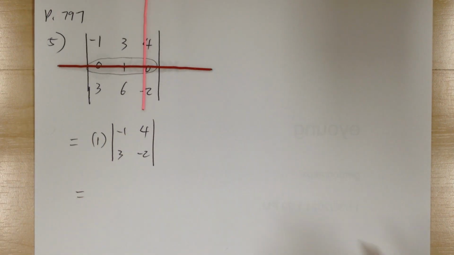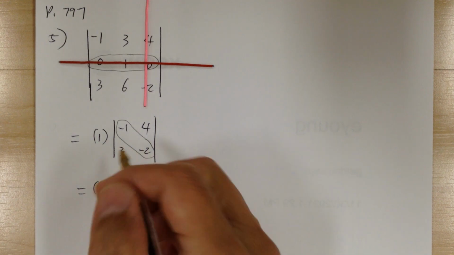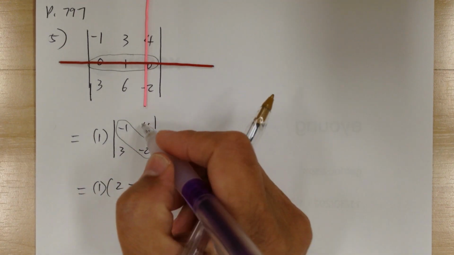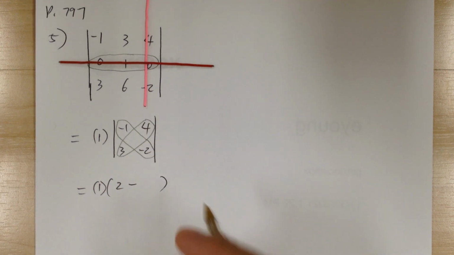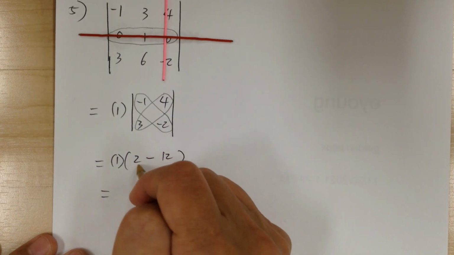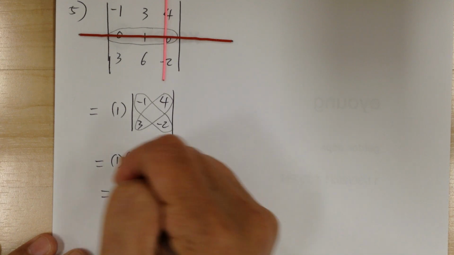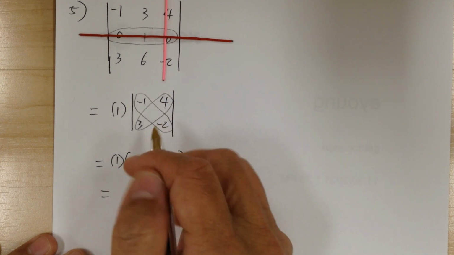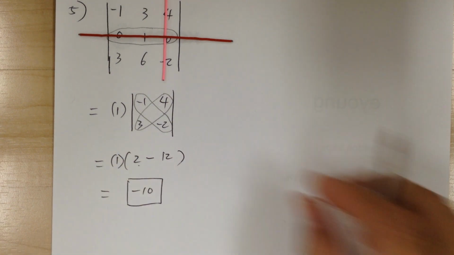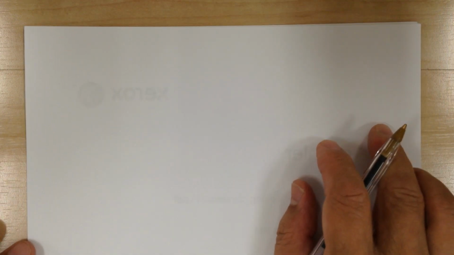And so now we can do the diagonal. This diagonal is equal to 2 minus the opposite diagonal, so it would be 12. So this will equal 2 minus 12, which equals negative 10, times 1 will still give you negative 10. Okay, and that's it. Okay, let's go to number 7.